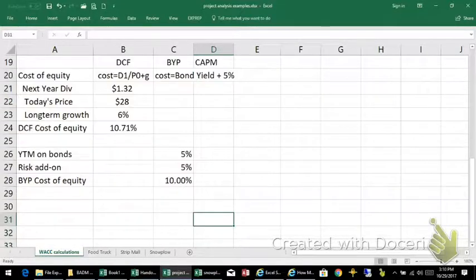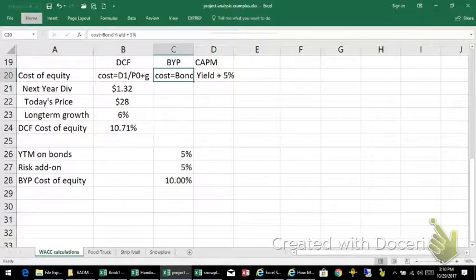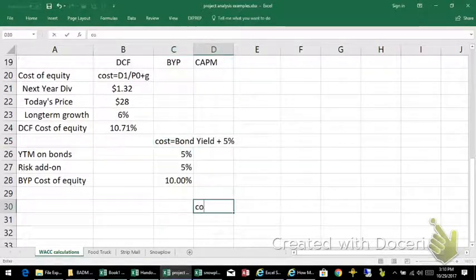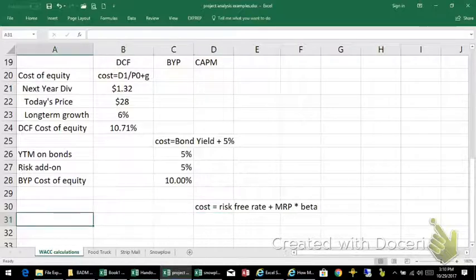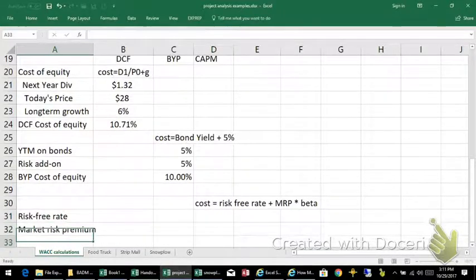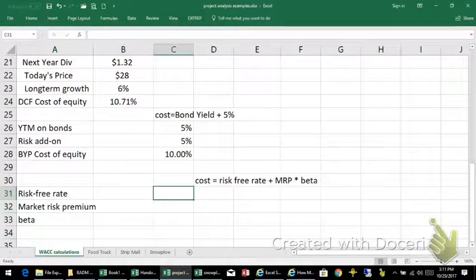And for the capital asset pricing model, let me actually just move this down. The capital asset pricing model says that the cost of equity is equal to the risk-free rate plus the market risk premium times the beta for this particular company. So I need a risk-free rate, I need a market risk premium, and I need the beta for this particular stock.